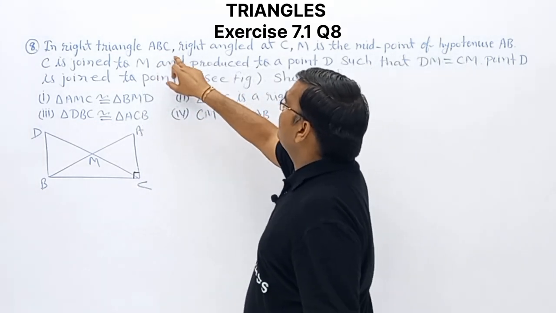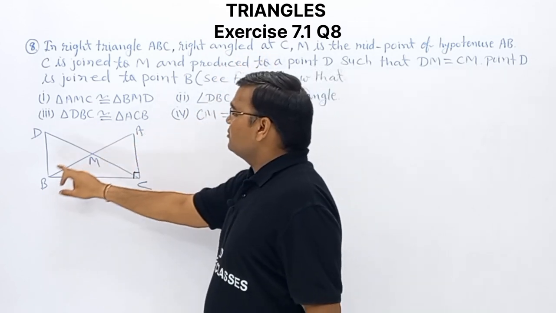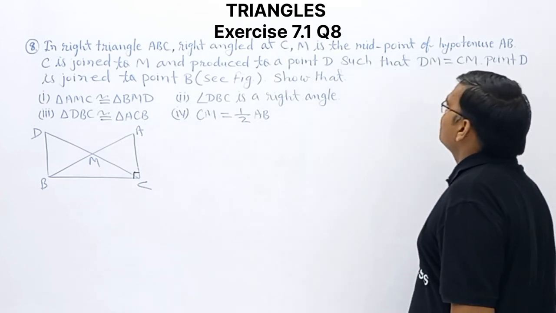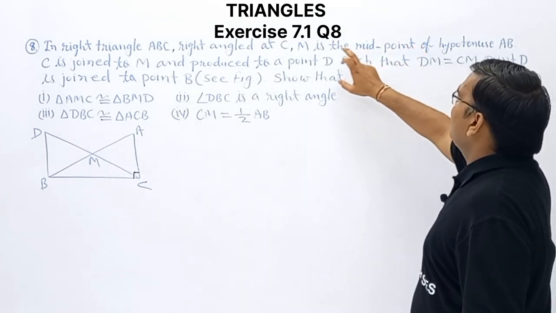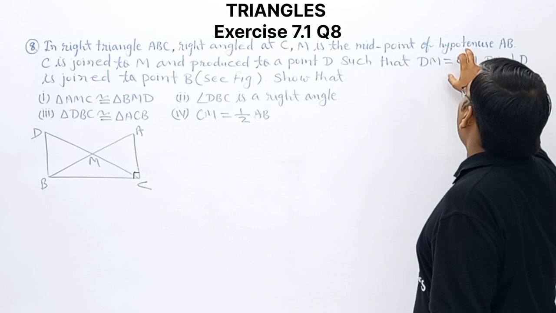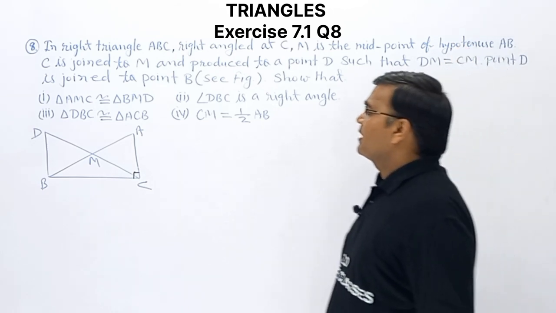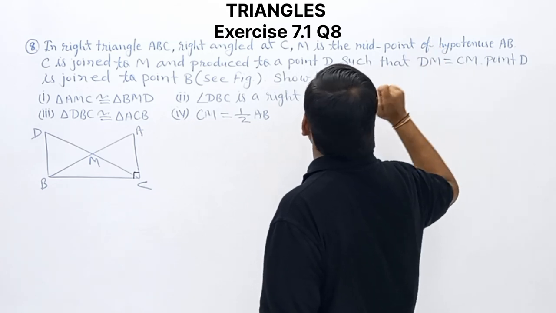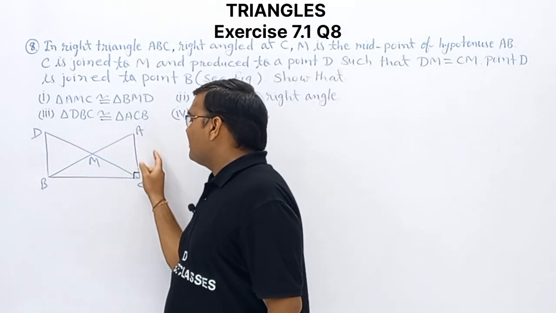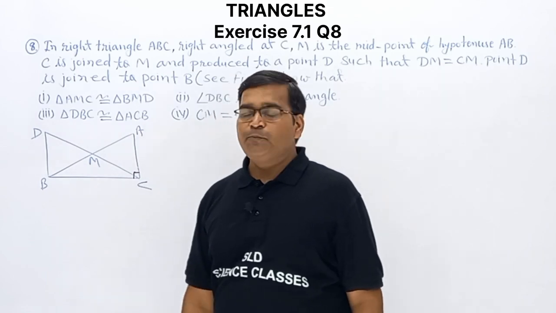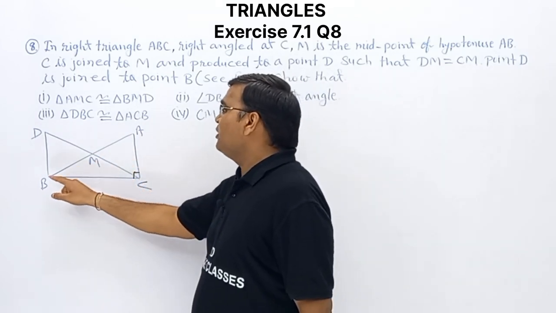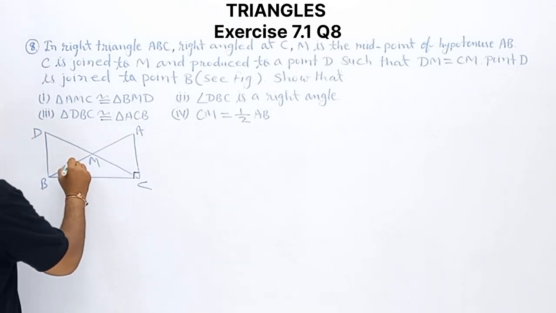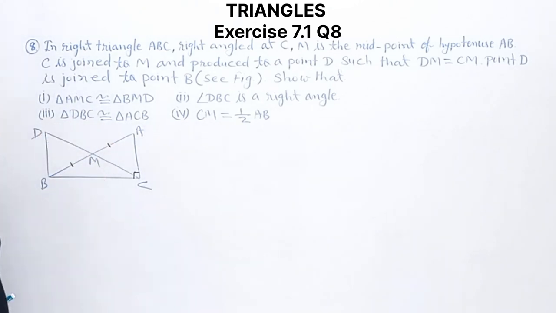In right triangle ABC, right angled at C, M is the midpoint of hypotenuse AB. For this right triangle, AB is the hypotenuse, and M is the midpoint of it. Since it is the midpoint, AM is equal to BM.